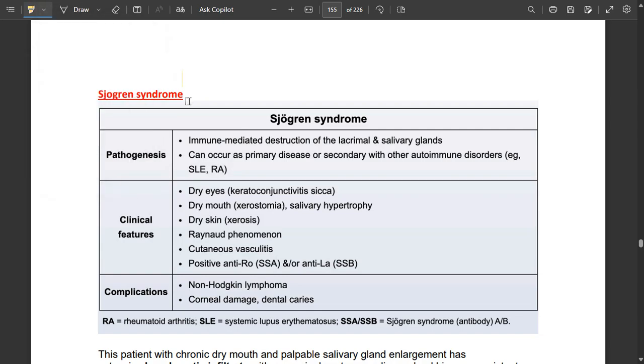Understood, babies? Okay, Sjogren syndrome. We'll now be talking about Sjogren syndrome, so let's watch a video.